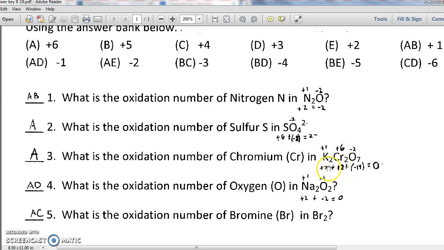So the potassiums add up to +2. The chromiums are +6 times 2, that's +12. 2 and 12 is 14. The oxygens are -2 times 7, that's -14. Overall, we have a neutral. So the chromiums are +6. That's letter A.